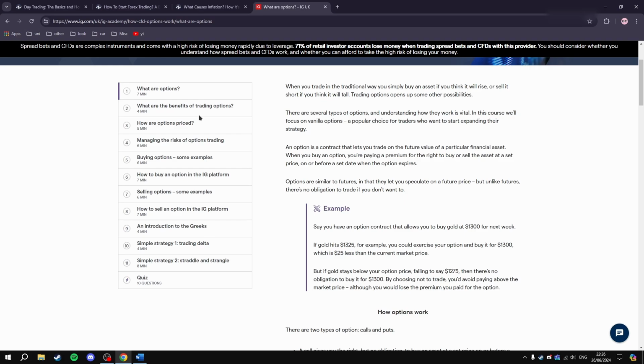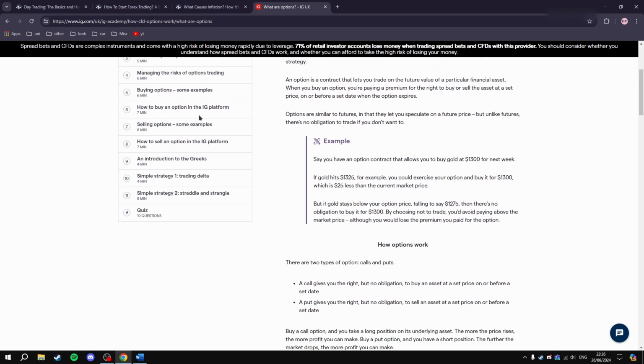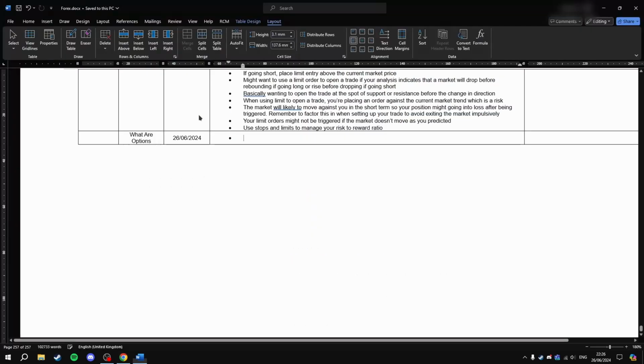There are several types of options. Understanding how they work is vital. In this course, we'll focus on vanilla options, a popular choice for traders who want to start expanding their strategy. An option is a contract that lets you trade on the future value of a particular financial asset.